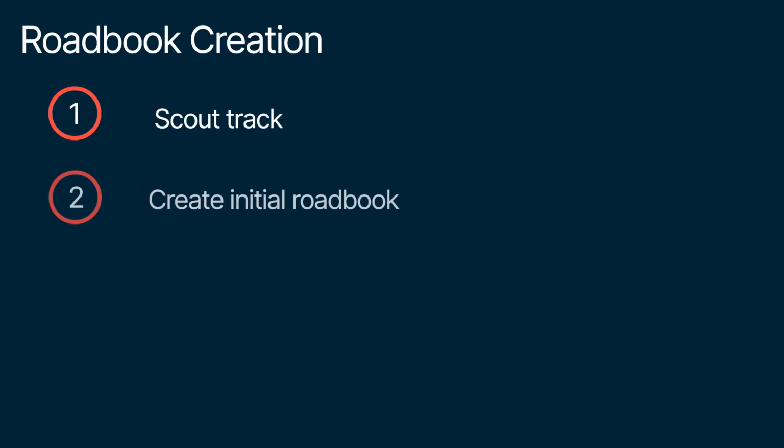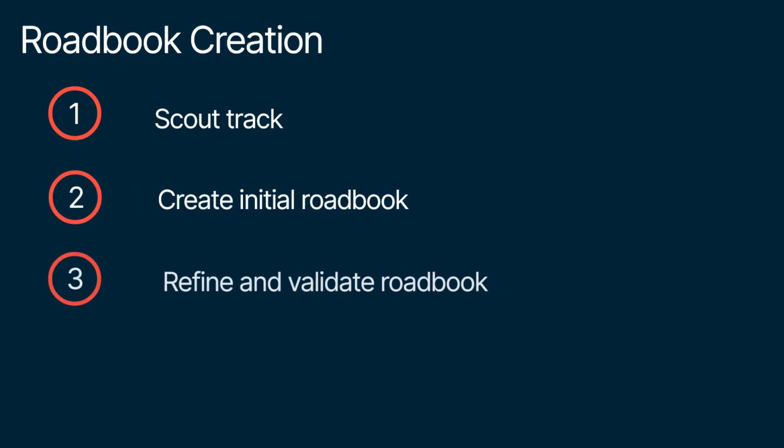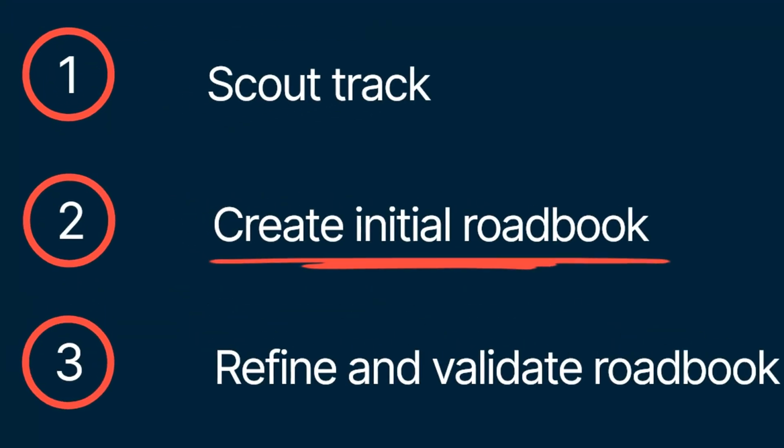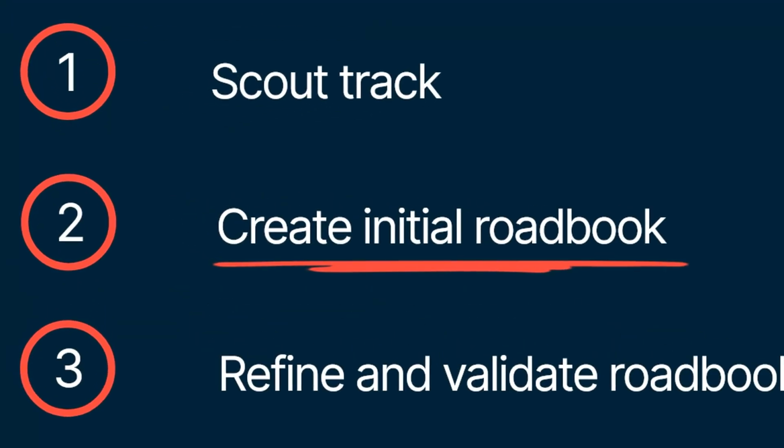In general, creating a roadbook is a complex task. It is first scouting of the tracks, then creating the initial roadbook. This roadbook then needs to be refined in a reconnaissance trip, where you go out and ride the track and extend the roadbook with additional notes and landmarks. In this video, we will concentrate on the second step of creating the initial roadbook.